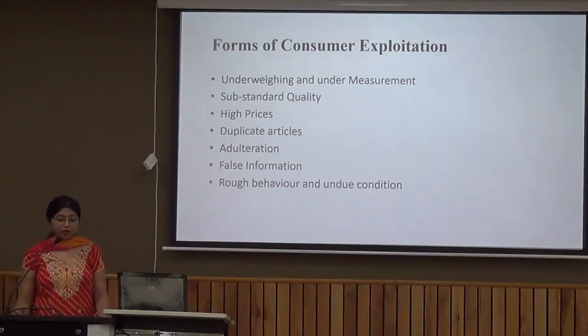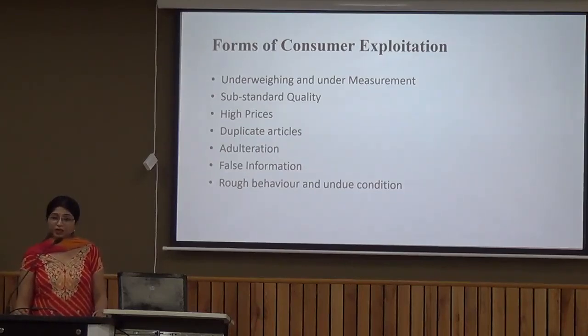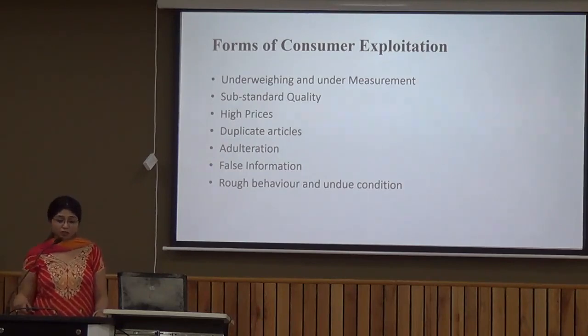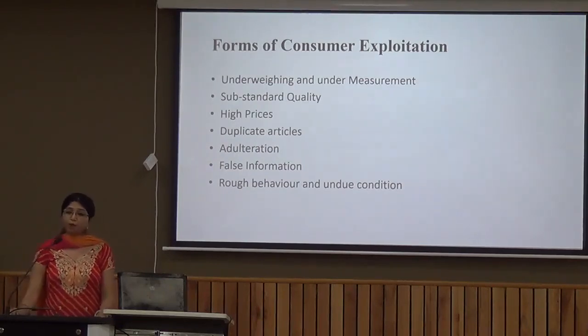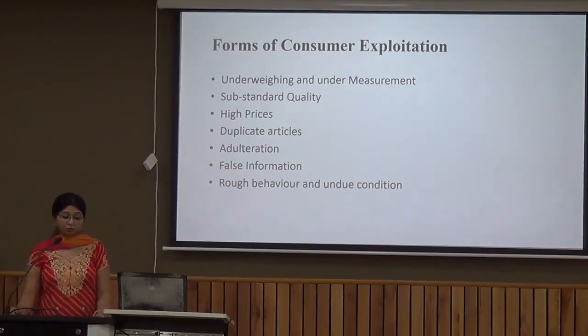So duplicate articles are provided by the producers and sellers sometimes, and in this way also there is exploitation of consumers. Adulteration. This is a very big problem today. We are finding that all the edibles, especially oil, spices and all these things, are adulterated, and that is harmful for us also. Physically we are harmed by that and we are cheated by these people.